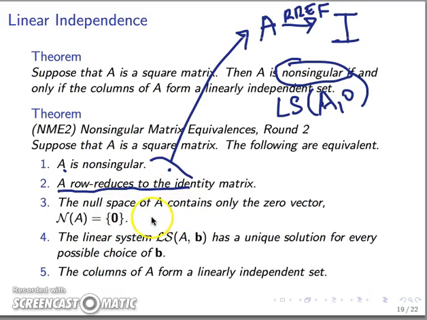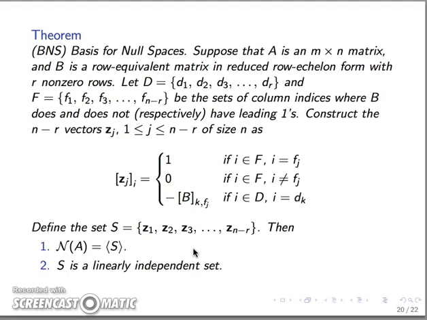The null space contains only the trivial vector, and the columns of the matrix are linearly independent, and a system with a non-trivial vector as the vector of constants is going to have a unique solution for each possible selection of that vector on the right side of the system. So the theorem that we have visited before, let's make a pause here. Okay, we're going to make a pause.